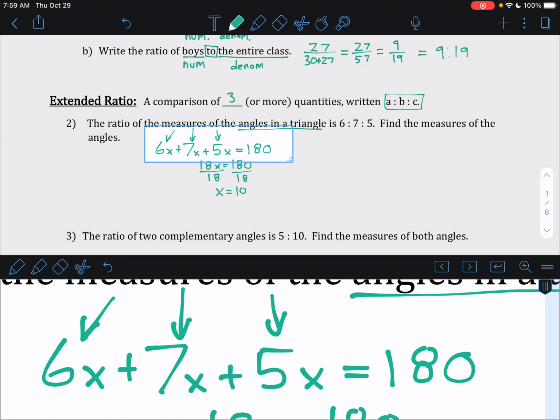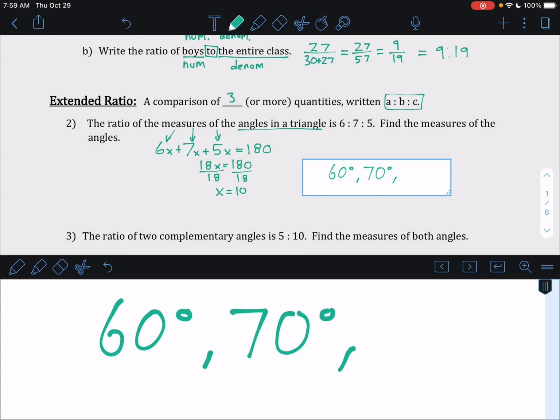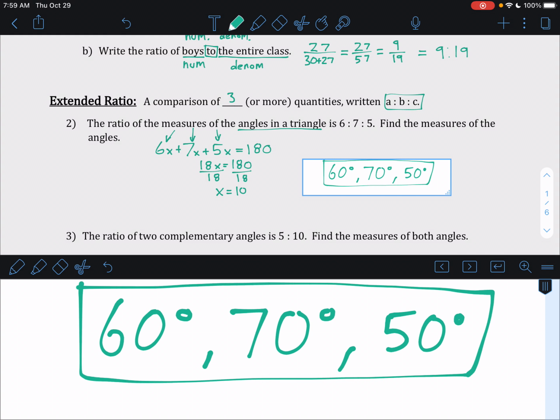So what I'm going to do is just, 6 times x, or 6 times 10, is 60 degrees. 7 times x, or 7 times 10, is 70 degrees. And 5 times x, or 5 times 10, is 50 degrees. So these are my 3 angle measures. And we can confirm that by doing 60 plus 70 plus 50, making sure it adds up to 180. And it does.